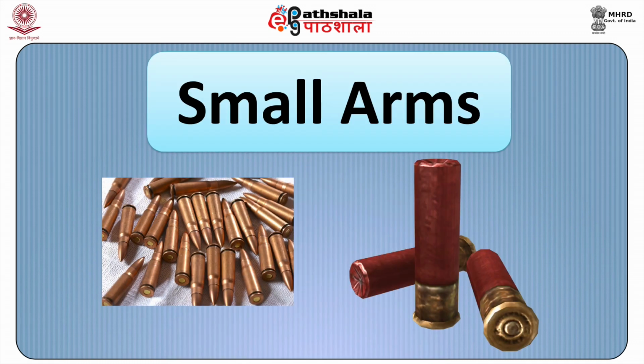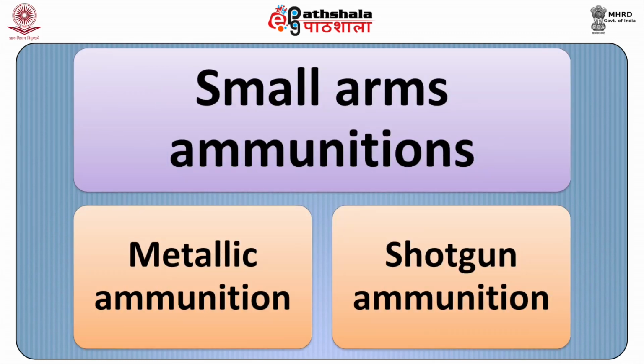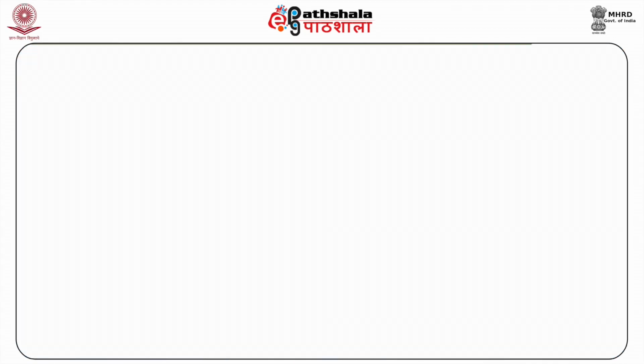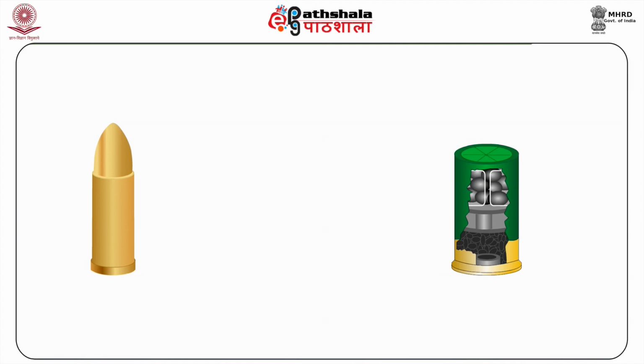Charges of firearms, accessories of such charges, fuses and friction tubes, and parts of the machinery for manufacturing ammunition. Most of the crimes committed involve the use of small arms, which consist of cartridge, propellant, primer, and projectiles. Small arms ammunition is of two types, metallic ammunition and shotgun ammunition. Now we shall look at the different components of a metallic and a shotgun cartridge.